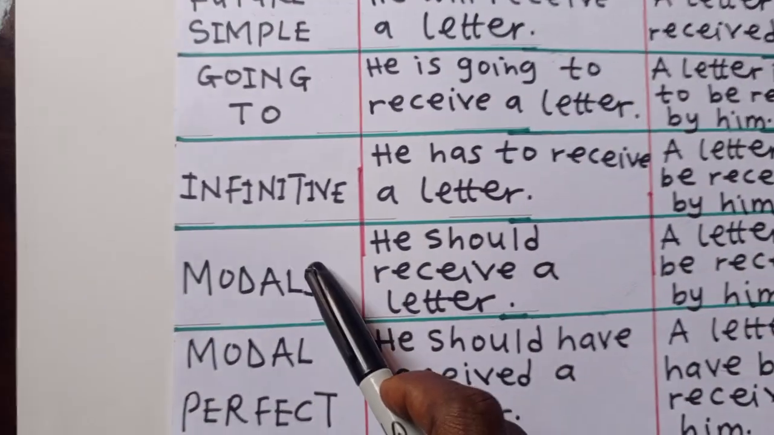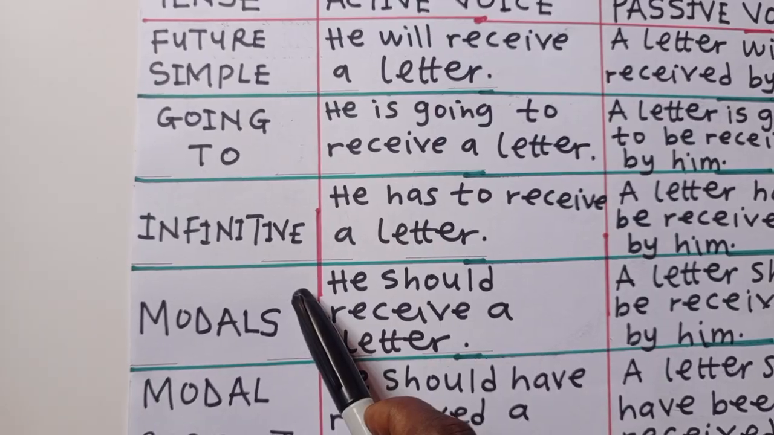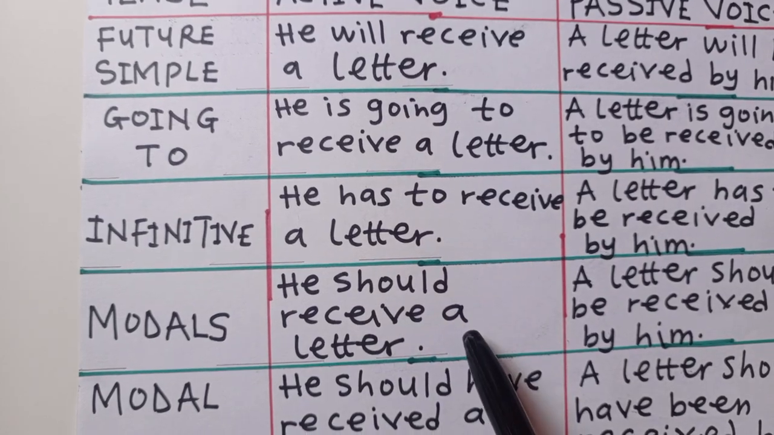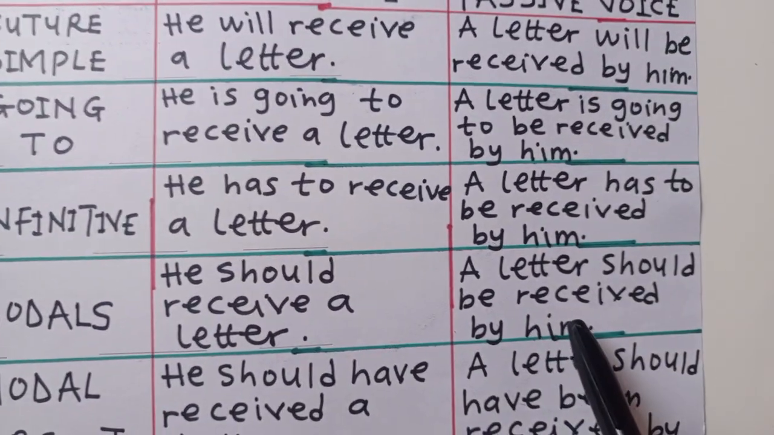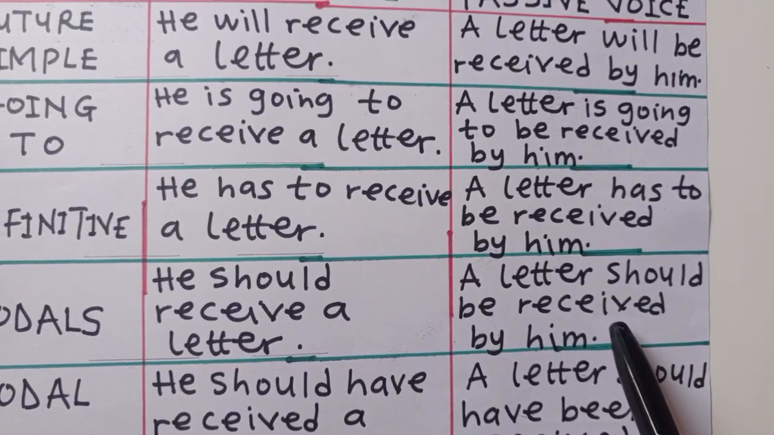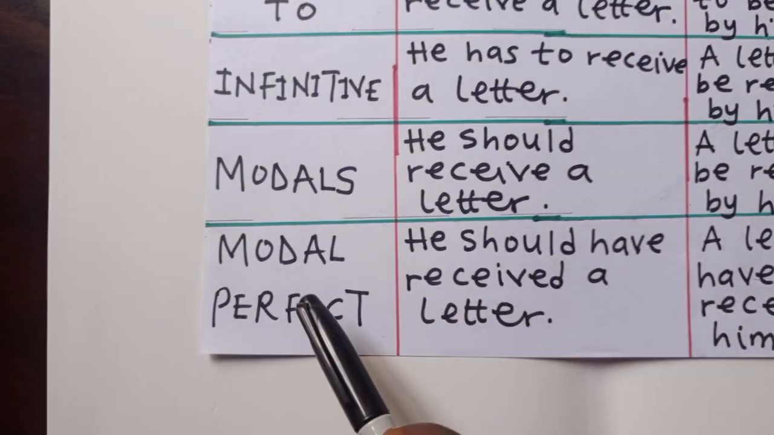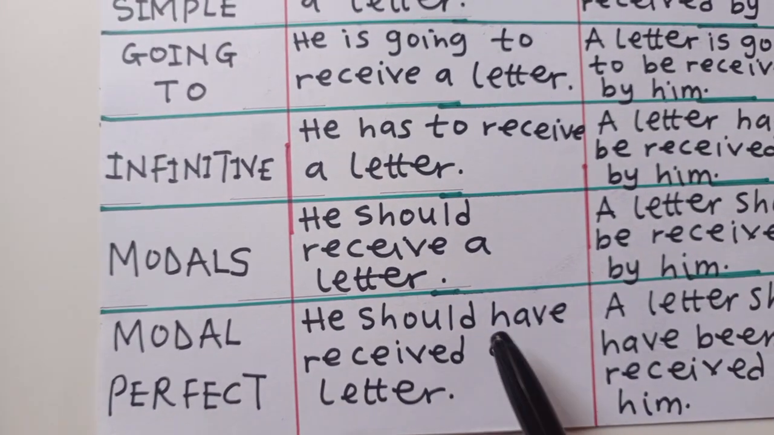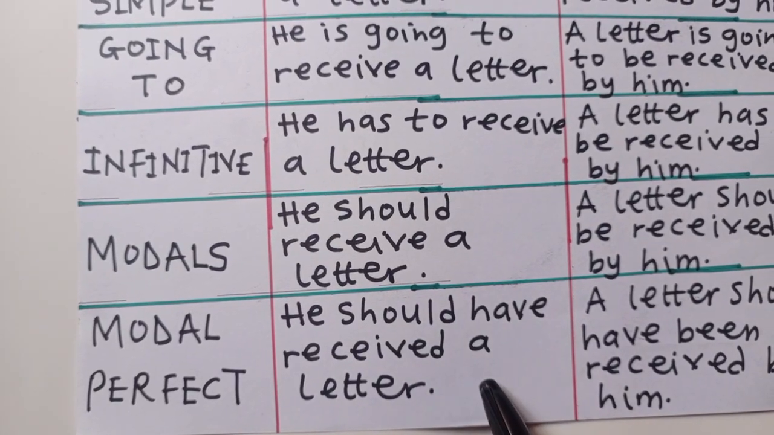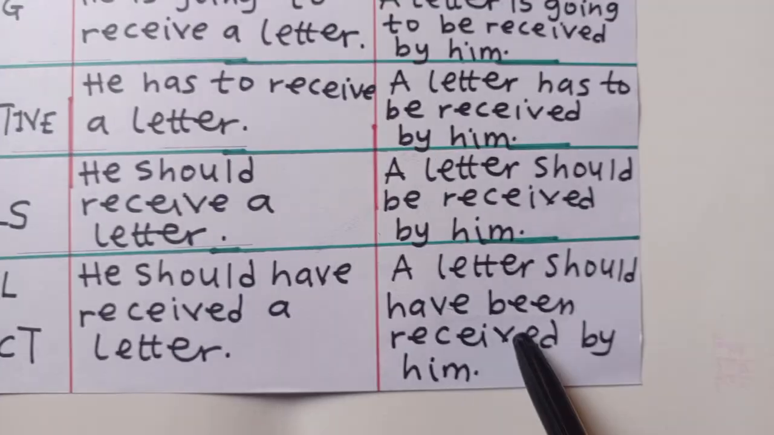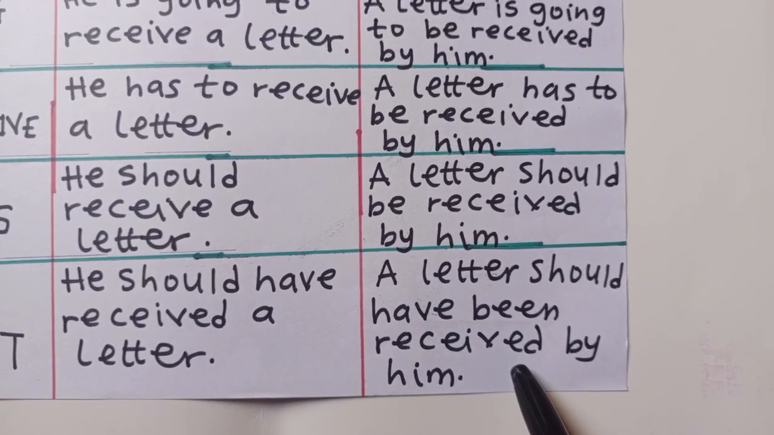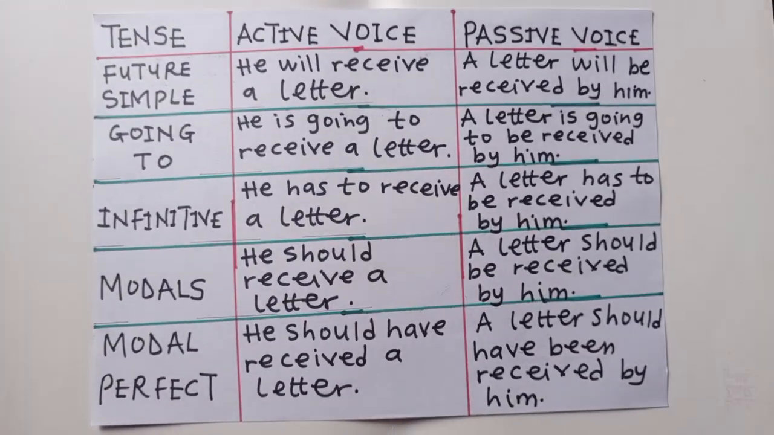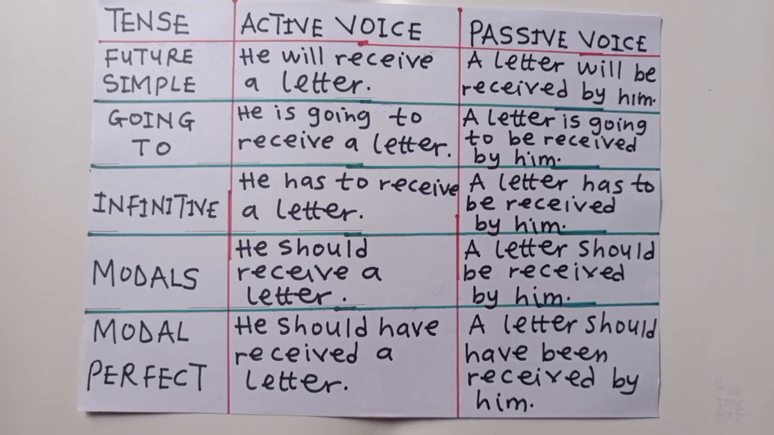And then let's move to the modals. Okay? For modal tense, he should receive a letter for active voice. Then for the passive voice, a letter should be received by him. And then let's move to the last one, the modal perfect tense. For active voice, he should have received a letter. Then for passive voice, a letter should have been received by him. So these are the active and passive voice for different tenses.